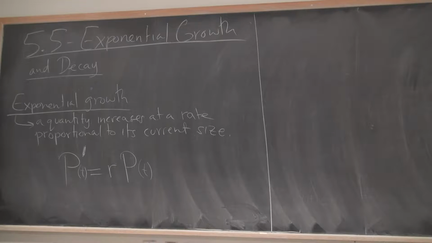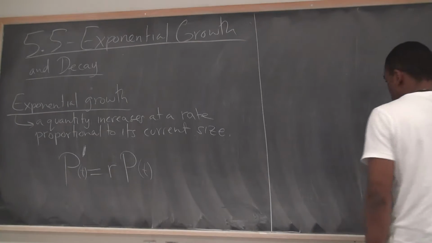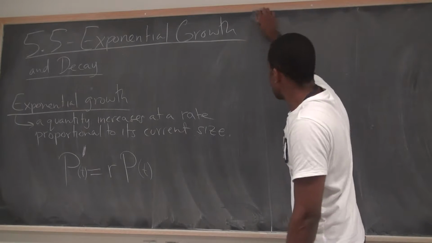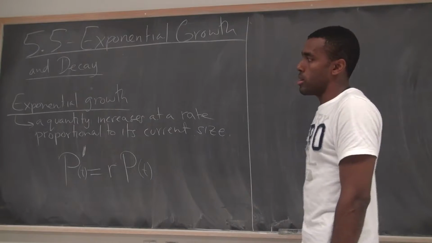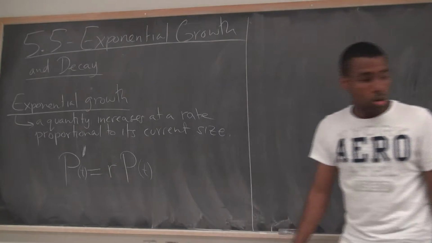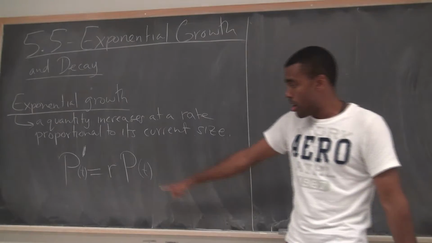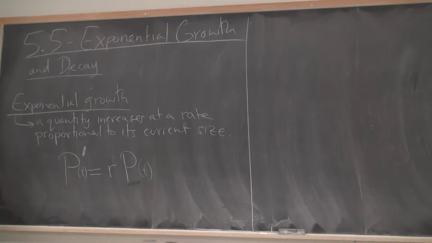A lot of things grow exponentially. Populations, for example, and certain compound interest problems will grow exponentially. But that's basically what exponential growth is. Anything that has this property, right? So how fast it's growing is actually dependent on what its current size is. So for example, you can think about population.